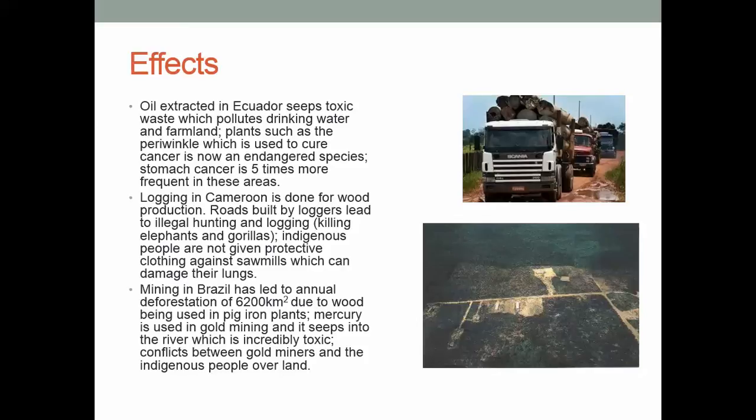Second up, we've got logging. This is in Cameroon. It also occurs in Brazil, in the Roraima area of Brazil, and it's done for wood production. The problem is, though, that the roads built by loggers lead to illegal hunting and logging. In the Cameroon, it's elephants and gorillas. In Brazil, it's hunting of animals like the jaguar.